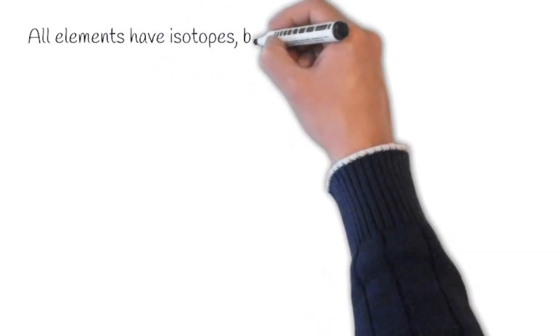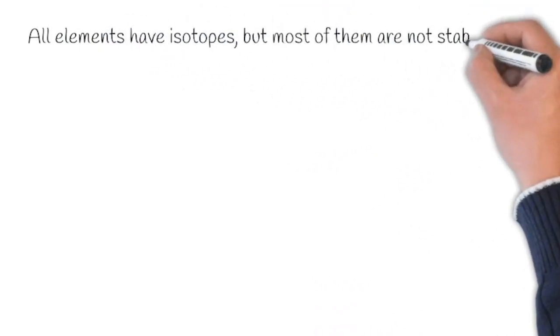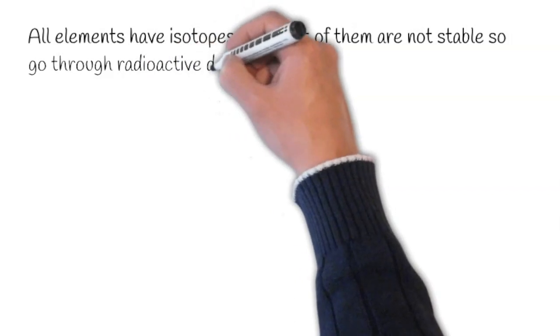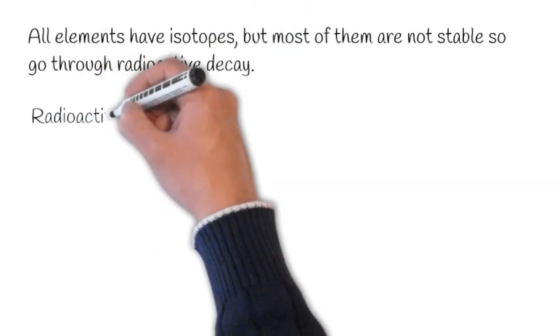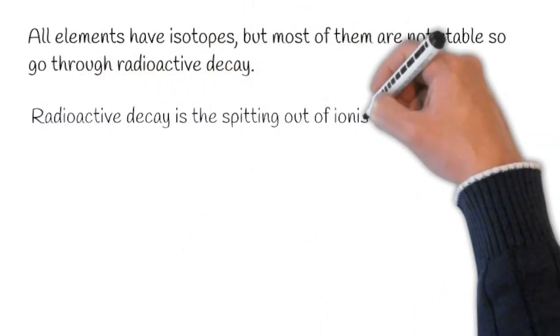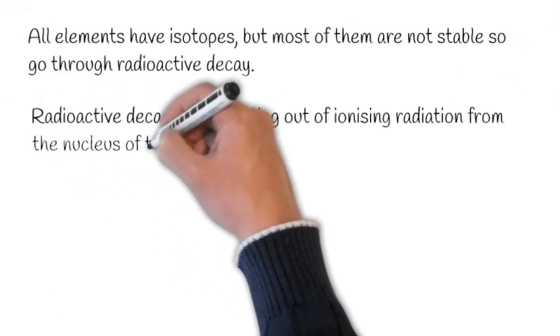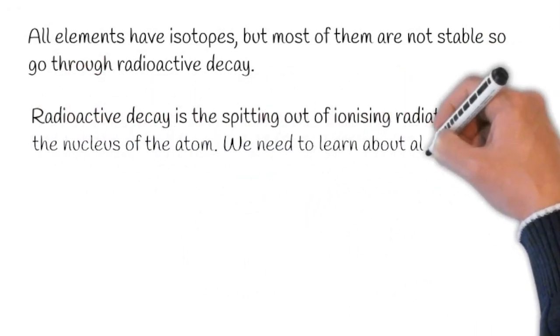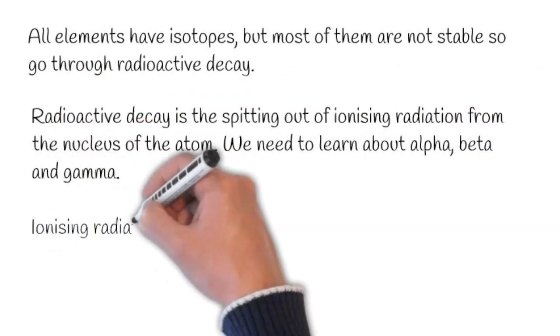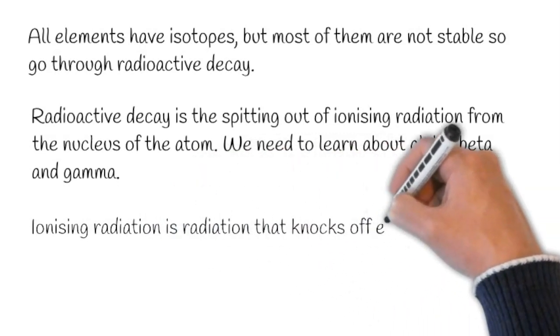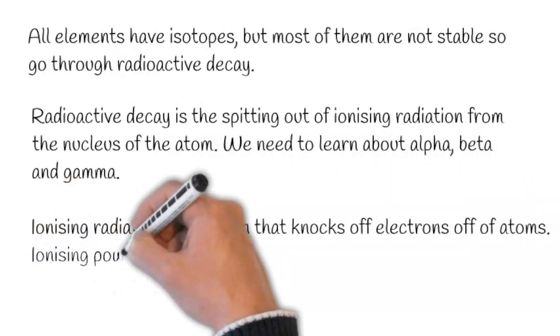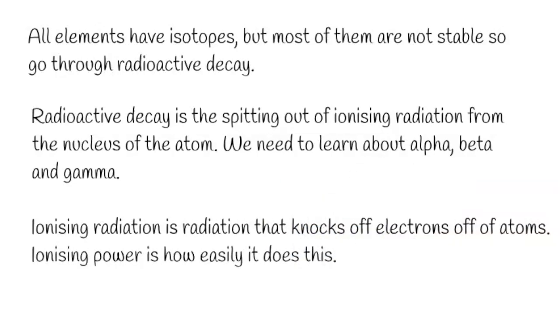All elements have isotopes, but most of them are not stable, so go through radioactive decay. Radioactive decay is the spitting out of ionizing radiation from the nucleus of the atom. We need to learn about alpha, beta, and gamma. Ionizing radiation is radiation that knocks electrons off of atoms. Ionizing power is how easily it does this.